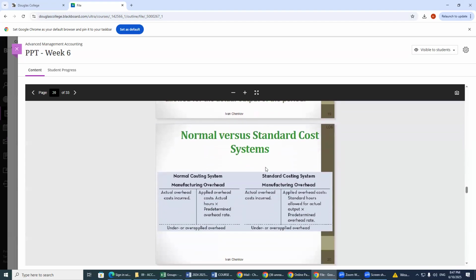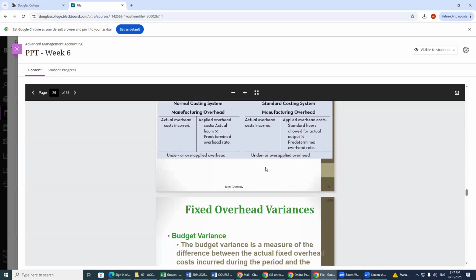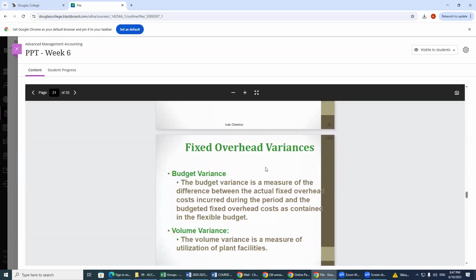Again, applying the overhead is not a problem. Applying the overhead under those two systems is the difference. In one, we're applying the overhead using the predetermined overhead rate, whereas in the other one, we're applying the standard hours or standard level that is required for the actual level of activity we achieved, times the predetermined overhead rate. And that creates the fixed overhead variance.